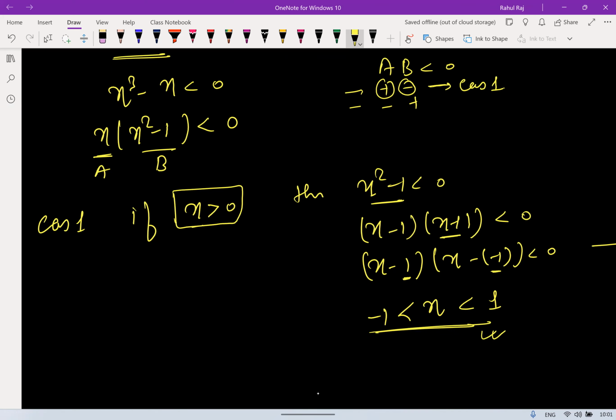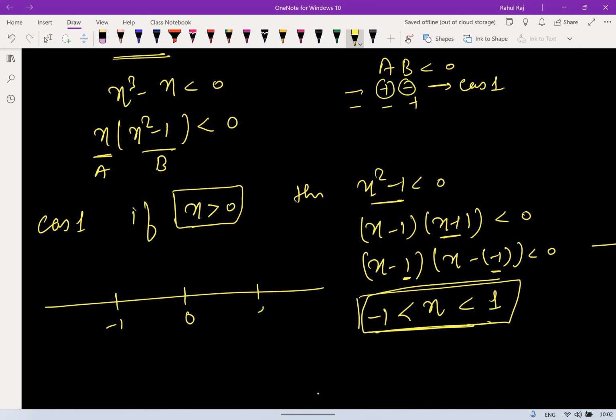This is one case. For x greater than 0, x lies between -1 and 1, right? Agreed? Any doubt? Case 1, x greater than 0. Case 2, x lies between -1 and 1. I just represent it on the number line, Alexa. This is 0, this is -1, this is 1. Now x greater than 0, and x lies between -1 and 1. What is the overlap? x lies between 0 and 1.